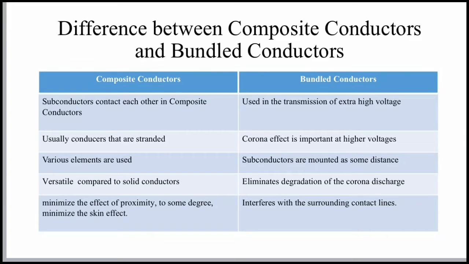Bundle conductors. What are bundle conductors? Bundle conductors are used in the transmission of extra high voltage, EHV, as the corona effect is important at higher voltages. Subconductors are mounted at some distance from each other along the transmission line in bundle conductors. It eliminates degradation from the corona discharge and interference with the surrounding communication line.